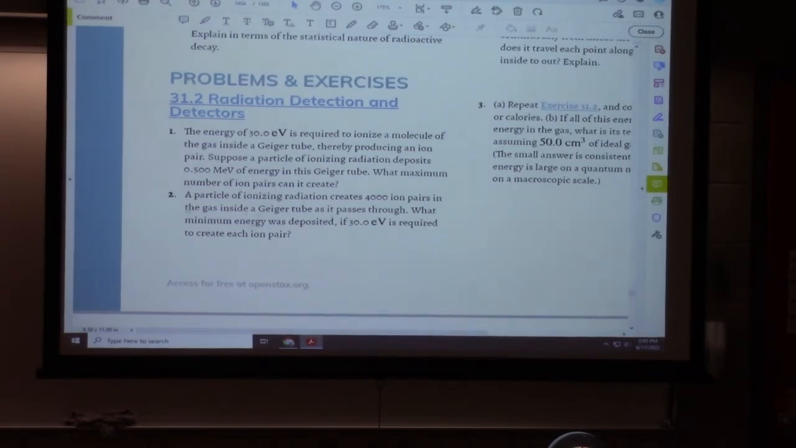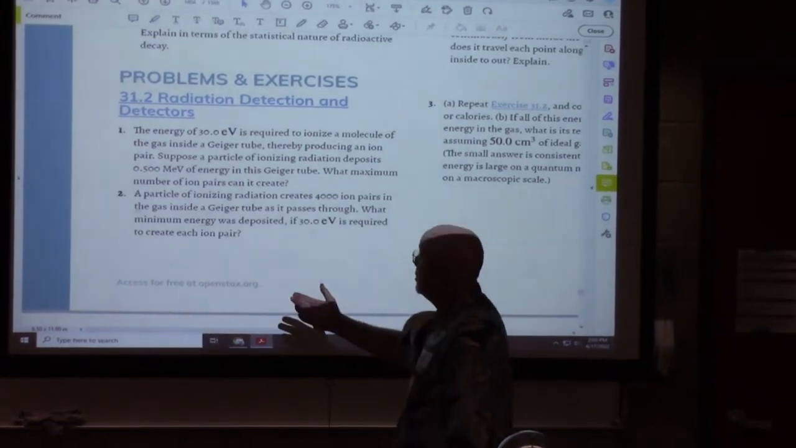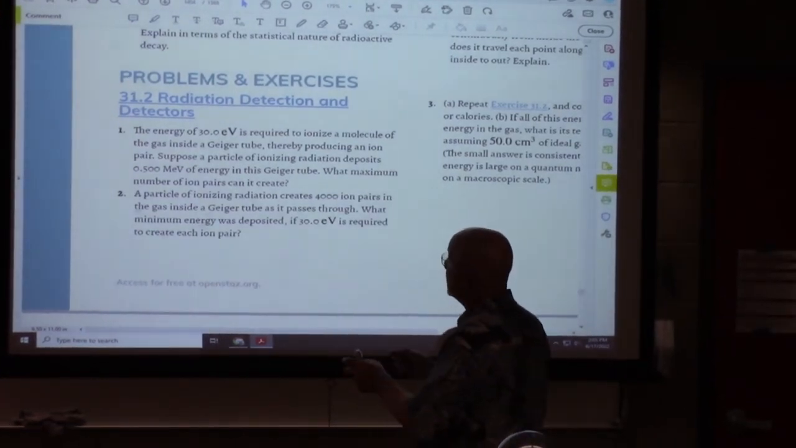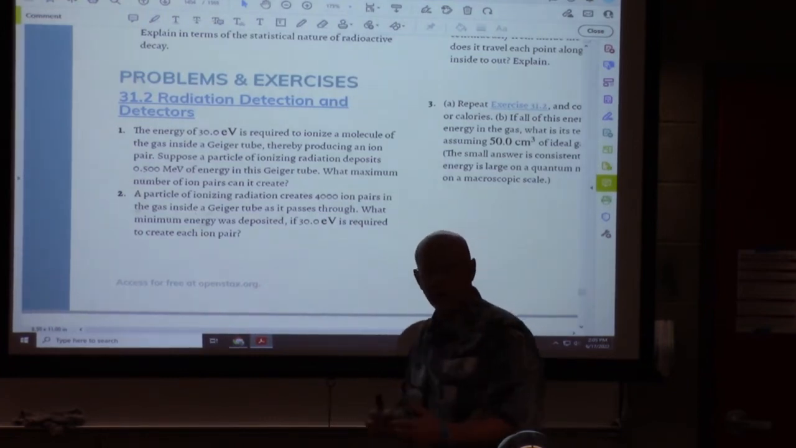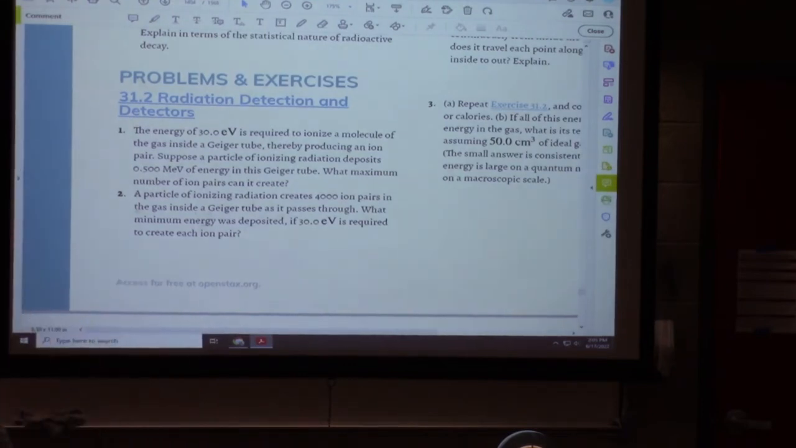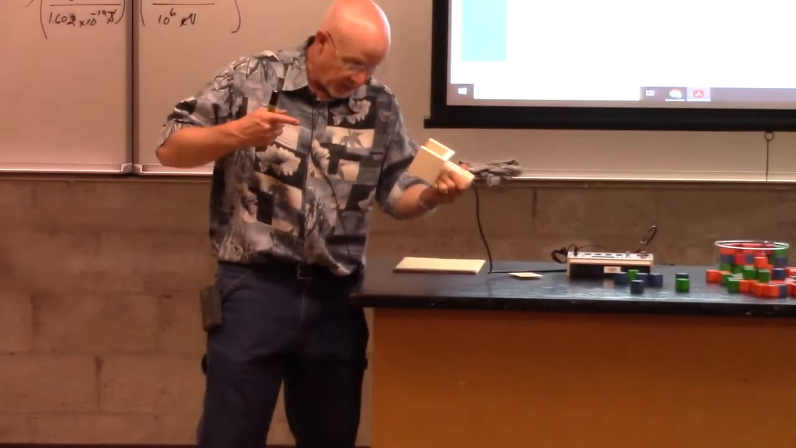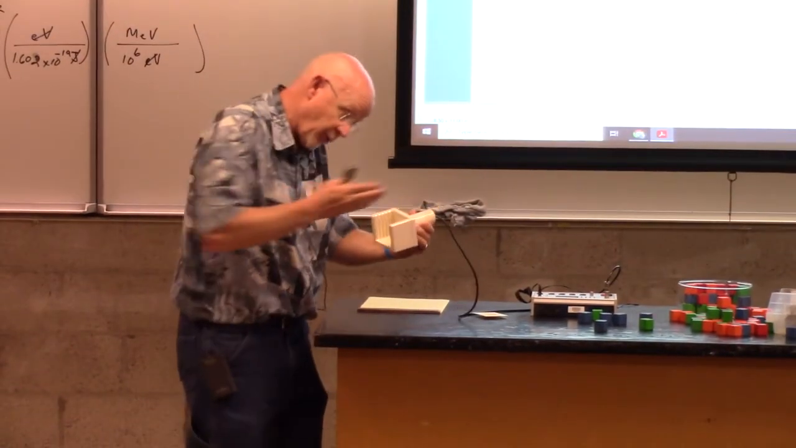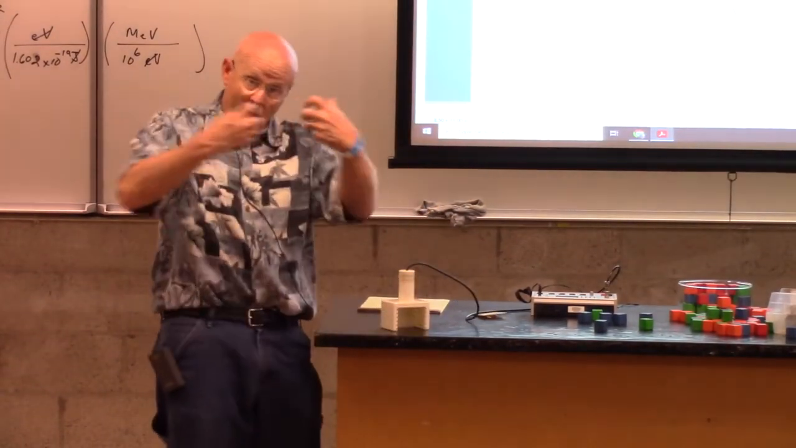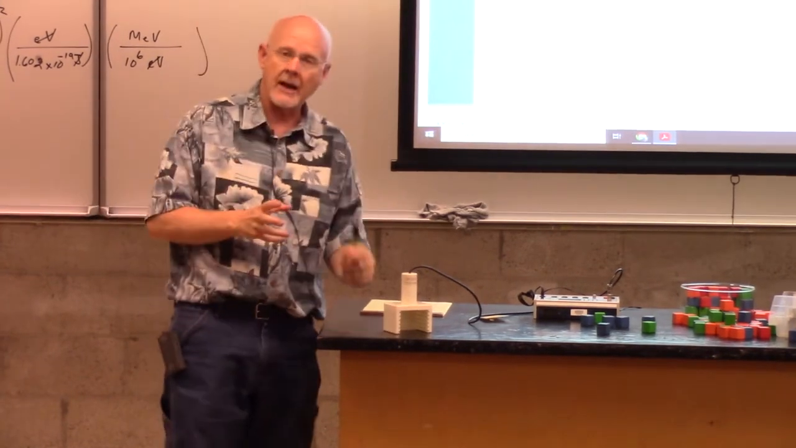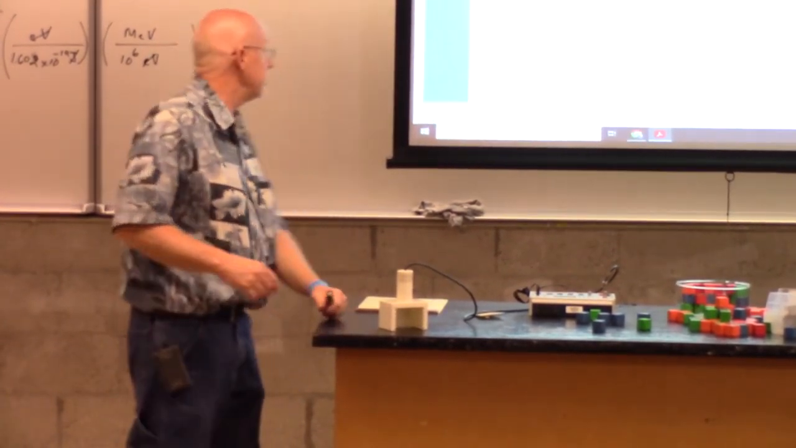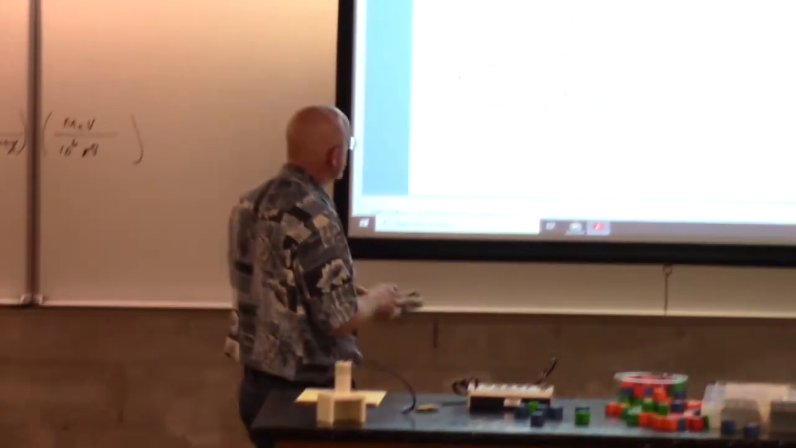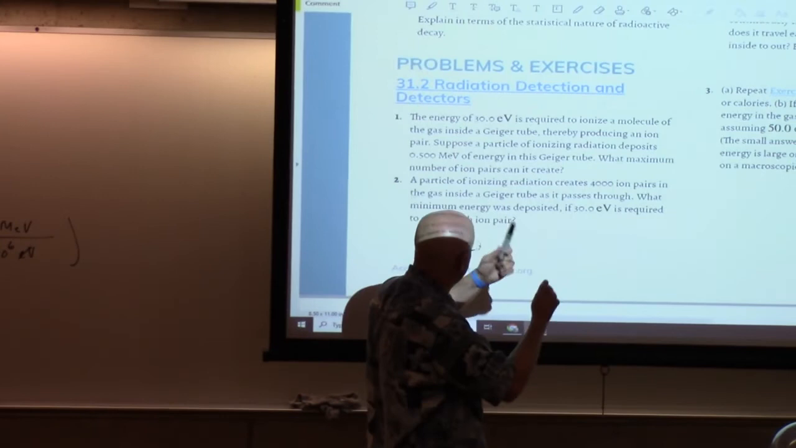All right. So number 1 here says the energy of 30 electron volts is required to ionize a molecule of gas inside our Geiger tube. So if you remember way back a couple hours ago, we were looking at this Geiger tube, and we said that the particles go through this. There's a little opening right there, and as they go through, they rip those gas molecules apart. It's an organic compound that's kind of nice, because when it rips apart, it makes plus and minuses, yet they go back together fairly quickly, so we can count the next set of particles here. And so this Geiger tube, it takes this much energy to rip it apart.